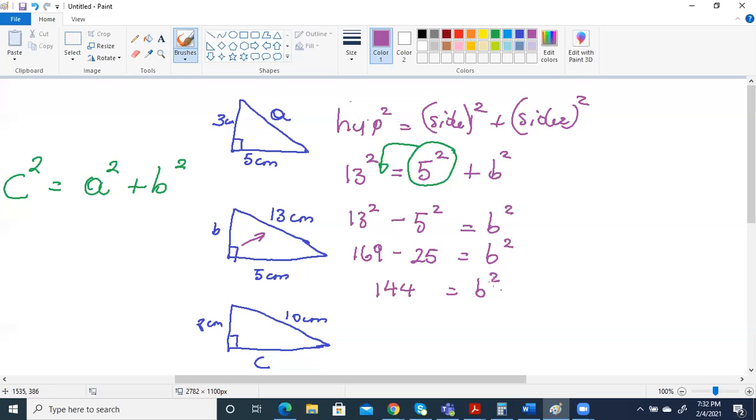So we need to get rid of this squared. The way to do that is to take the square root, and the square root of 144, I think, is 12. So the answer is 12, 12 centimeter equals b.